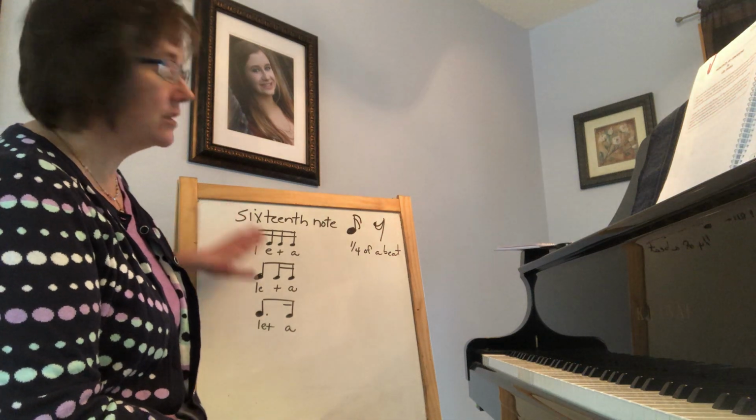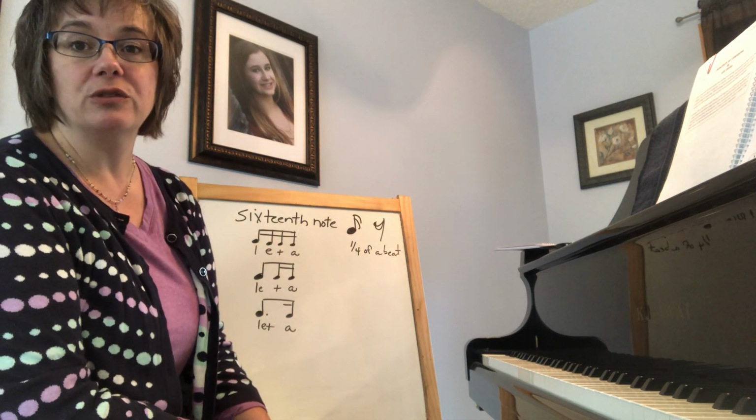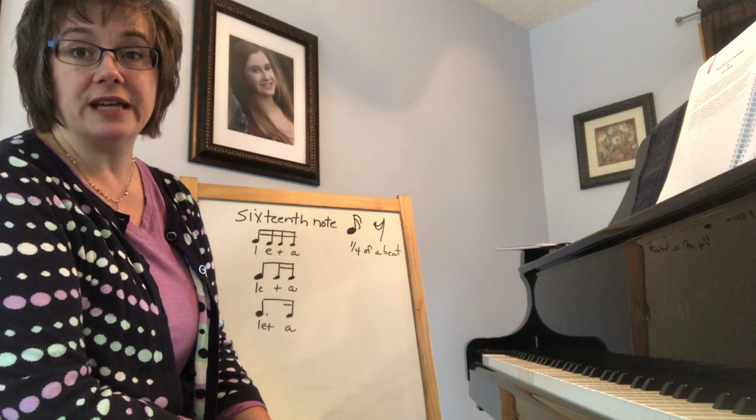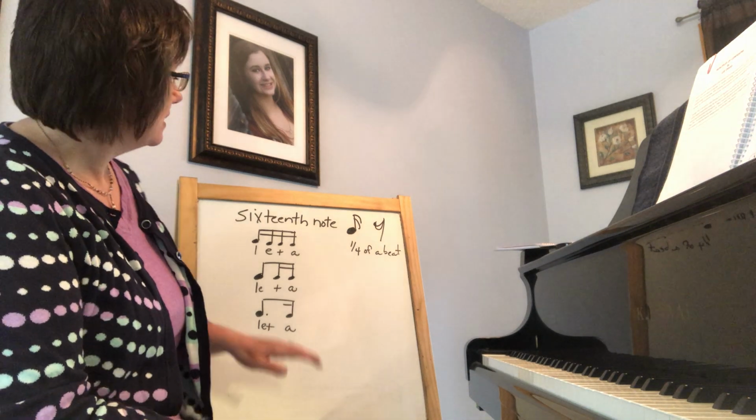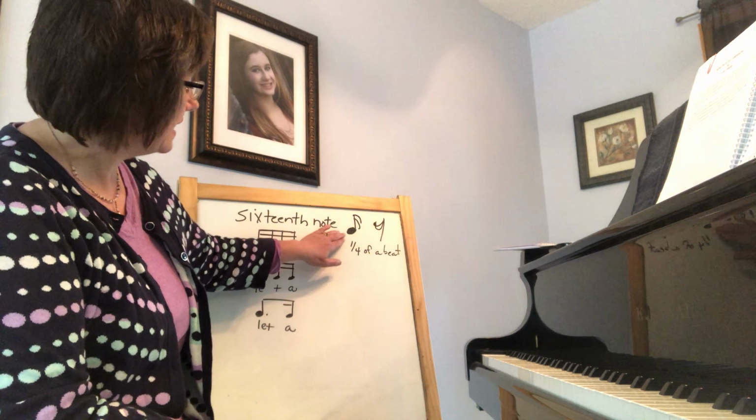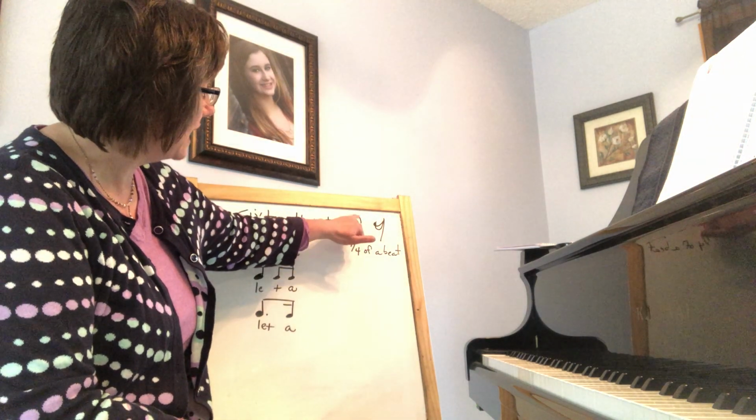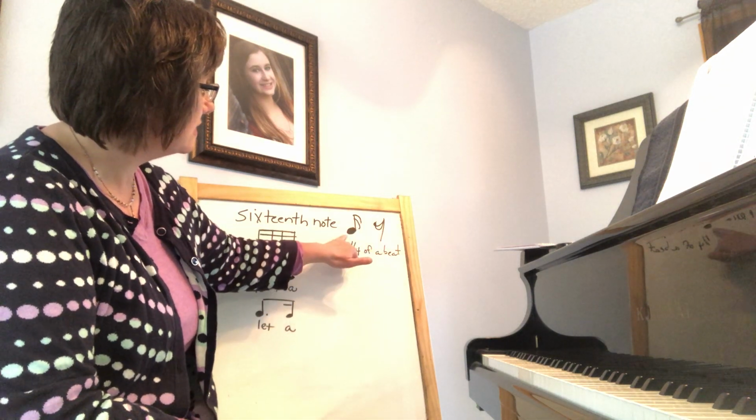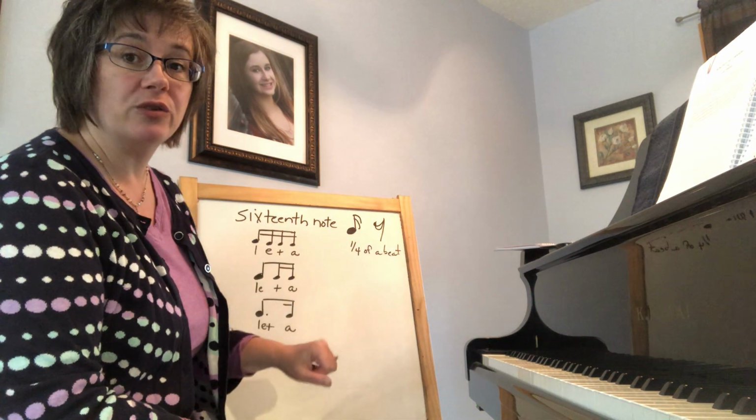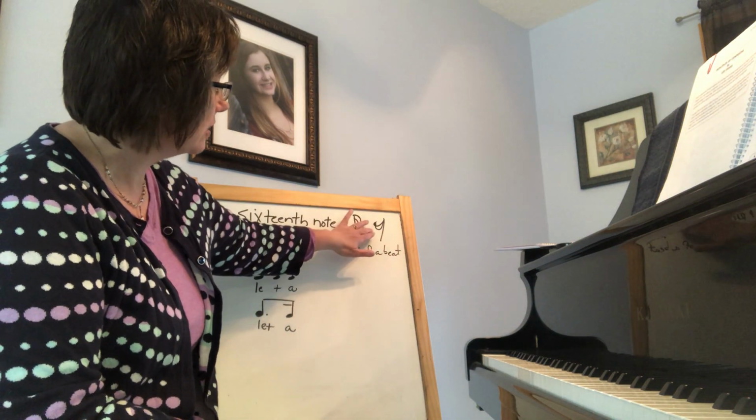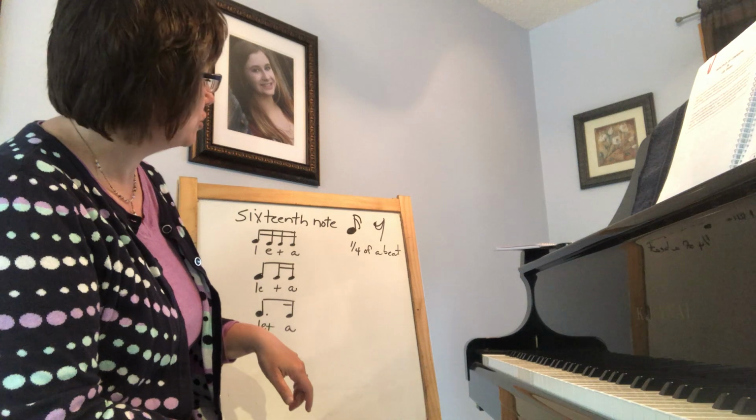The 16th note is the last value that we're going to learn. It's the fastest value. It's twice as fast as those eighth notes that we've been doing. A 16th note looks very similar to an eighth note, except it has what's called two flags on that stem. Our eighth note had just one, our 16th note has two. Same thing with the rest. Instead of just having that one loop or one flag up there, our 16th note has two.